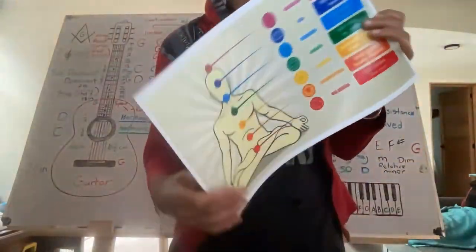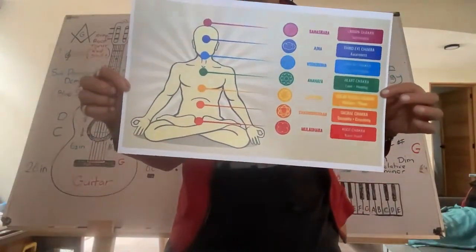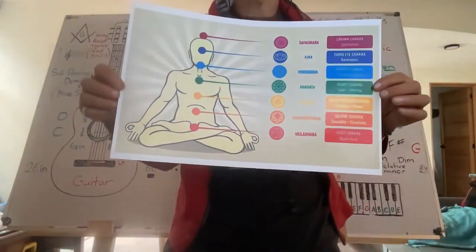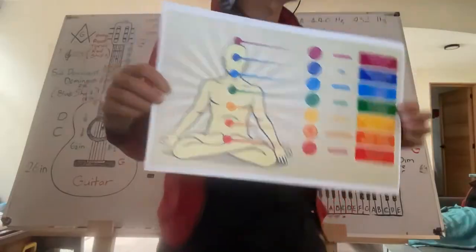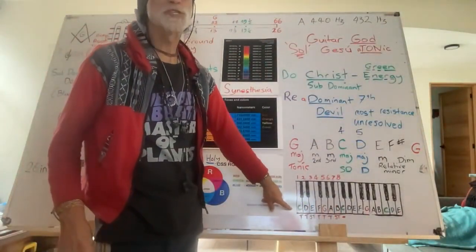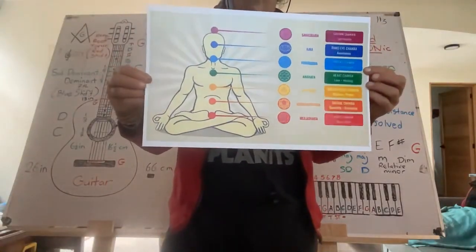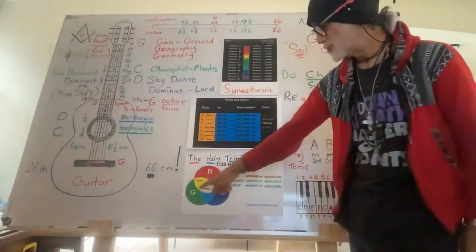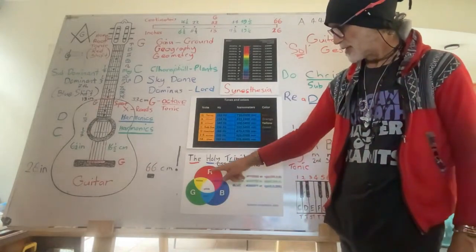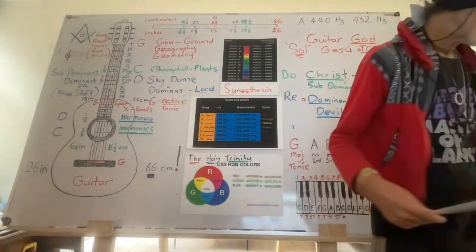There's the colours of the chakra. Blues. Green is always in the middle. And that's why they call this middle C, because it's green, it's in the middle. Green is always in the middle. And that's why they say RGB, because green is in the middle.